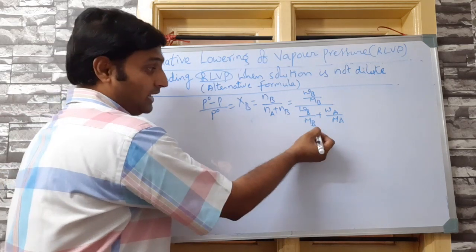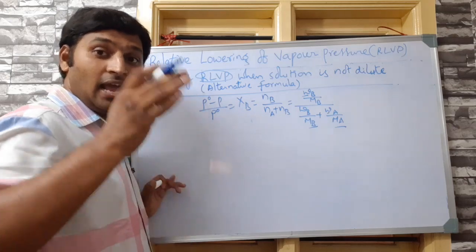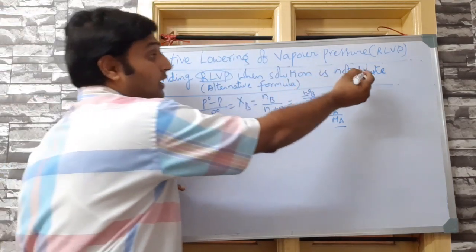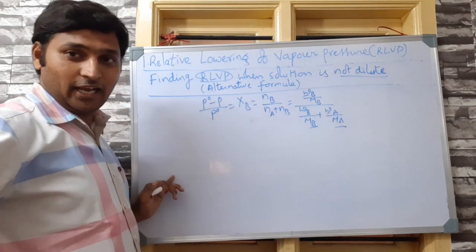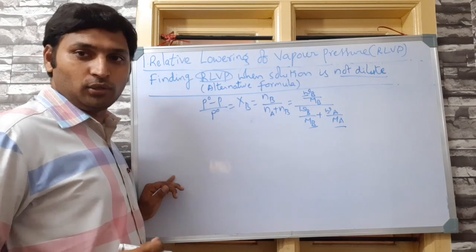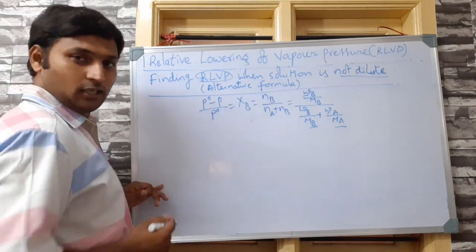Whereas if we have to find any of these parameters, if RLVP is given, like we talked about determination of molar mass just now, for a solution which is not dilute, then we have an easier and convenient formula that we are about to derive now. Okay, see here, let us do that.